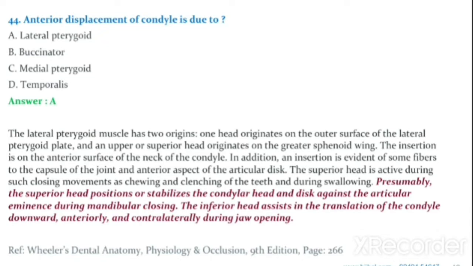The inferior head assists in the translation of the condyle downward, anteriorly and contralaterally during jaw opening. The reference is from Wheeler's Dental Anatomy, Physiology and Occlusion, 9th edition, page number 266.